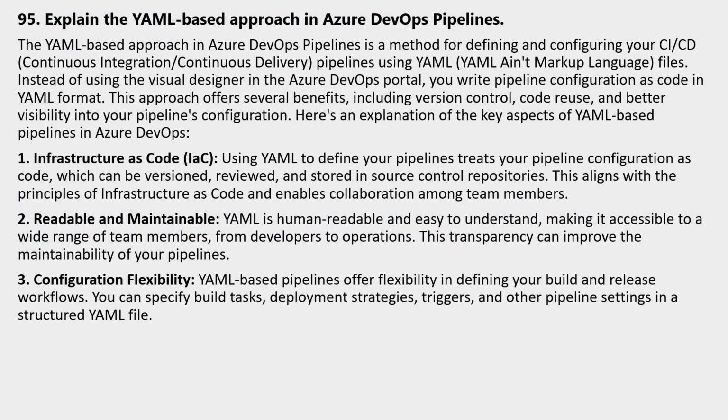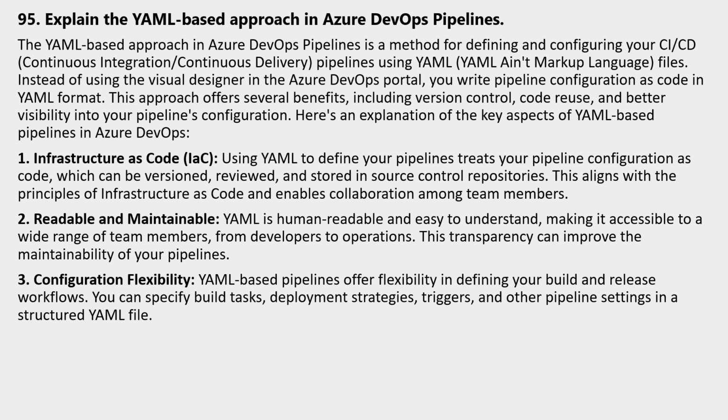Explain the YAML-based approach in Azure DevOps pipelines. The YAML-based approach in Azure DevOps pipelines is a method for defining and configuring your CI/CD, continuous integration/continuous delivery, pipelines using YAML markup language files. Instead of using the Visual Designer in the Azure DevOps portal, you write pipeline configuration as code in YAML format. This approach offers several benefits, including version control, code reuse, and better visibility into your pipeline's configuration. Here's an explanation of the key aspects of YAML-based pipelines in Azure DevOps.